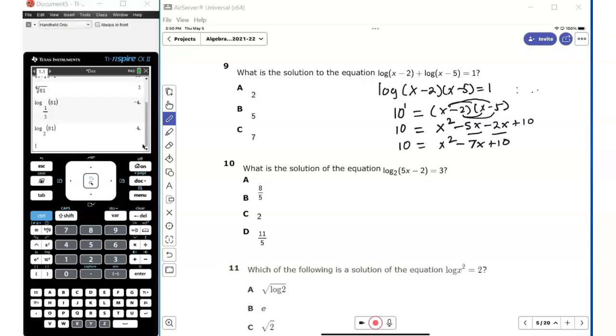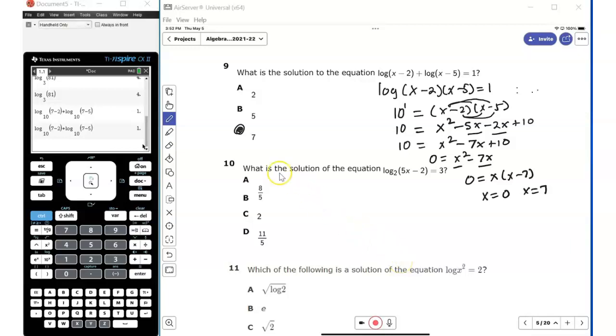We subtract 10 from both sides, so we have 0 is equal to x squared minus 7x. We find the greatest common factor. What do they have in common? They have x in common, so we have x times x minus 7. So one of the answers is x equals 0. The other answer is x equals 7. So your answer is C.